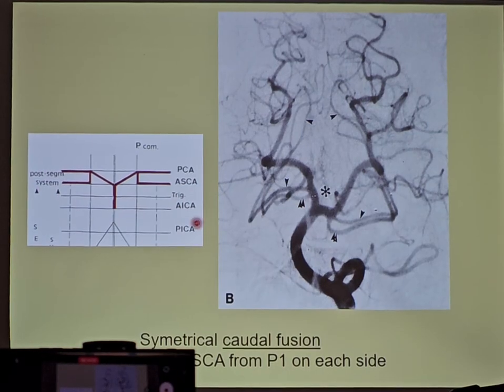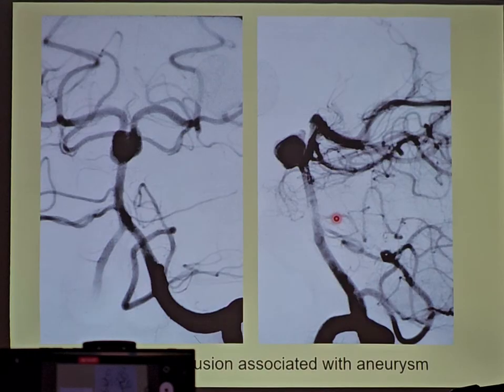And another example of this phenomenon, in this case we have two superior cerebellar arteries on both sides arising from the pilon segments of the posterior cerebral arteries. So it's symmetrical on both sides, but the superior cerebellars are not arising from the distal basilar artery, they are actually arising from the posterior cerebral artery pilon segment, creating a symmetrical but caudal fusion, right? You have this V-shaped phenomenon.